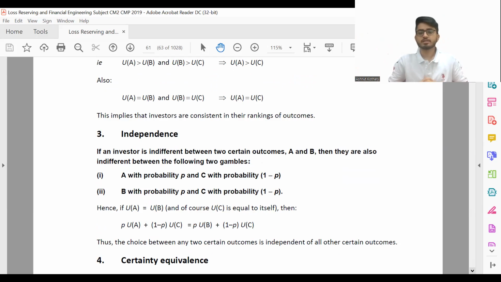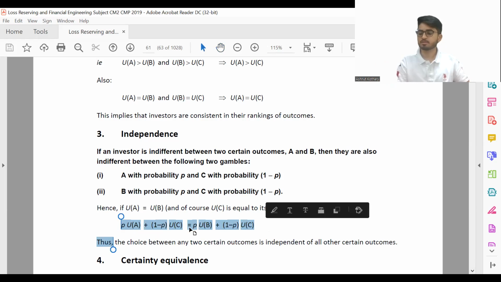if UA is equal to UB, say, then P into UA plus 1 minus P into UC is equal to P into UB plus 1 minus P into UC. And if, let's say, UA was greater than UB, then this equation over here would have a strictly greater than sign over here.